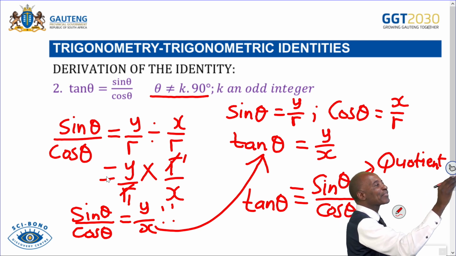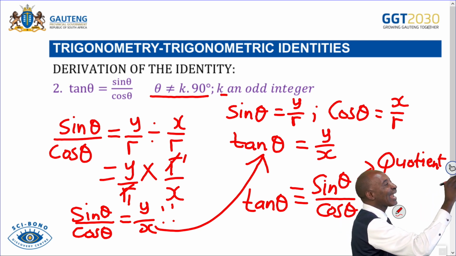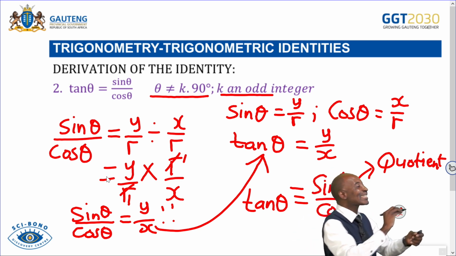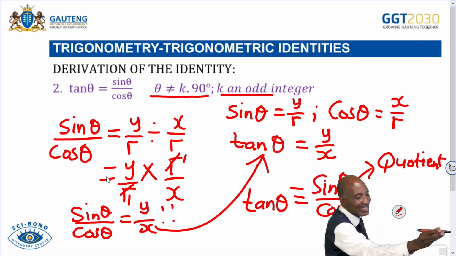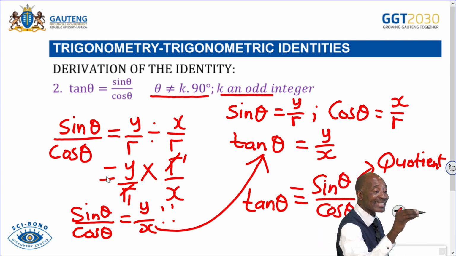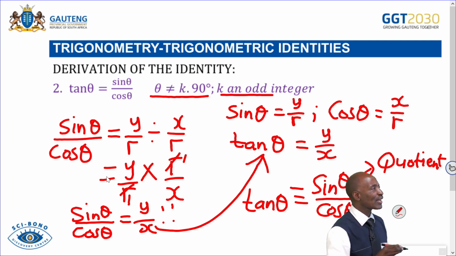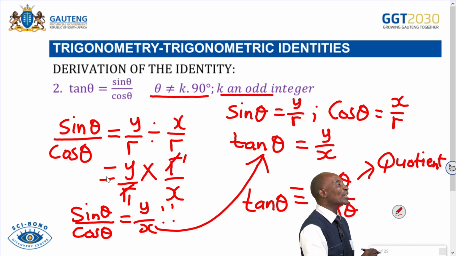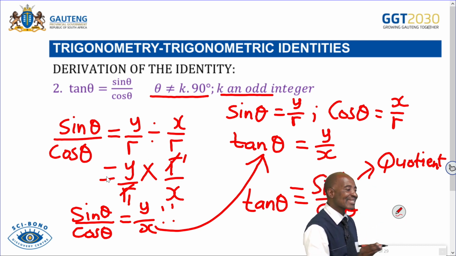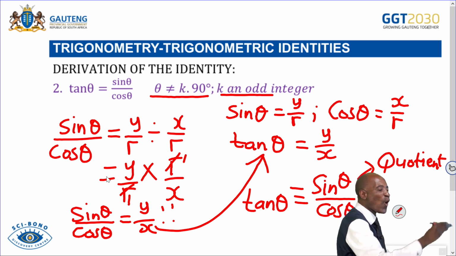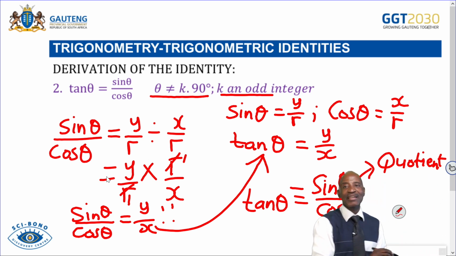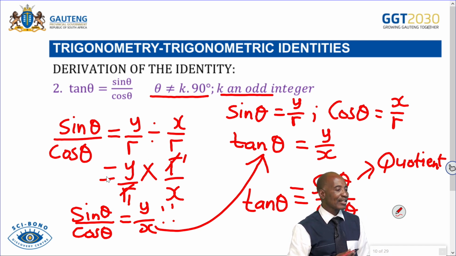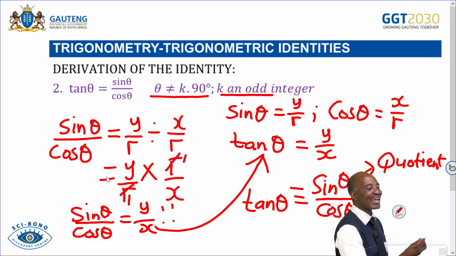That's why the qualification here is for k an odd number. It will never work. So this is a restricted denominator. There will come a time when the denominators are zeros. We don't want zero denominators. Otherwise, this fraction won't be defined. But nonetheless, the function will be defined for all values of theta except the multiples of 90 that use odd integers. So we have established yet another identity.